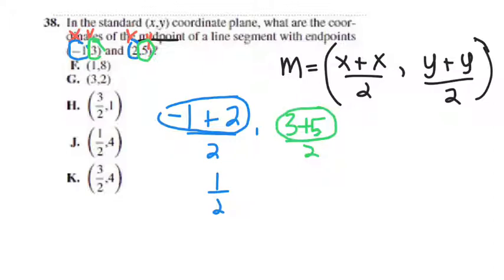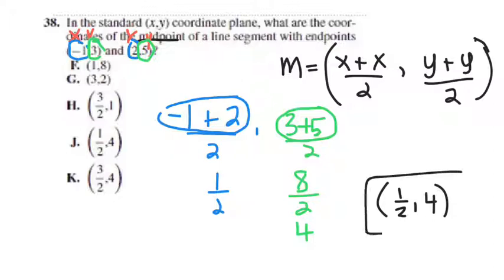Okay, so I would PEMDAS over here. 3 plus 5 is 8. Okay, and then 8 divided by 2 is 4. So your coordinate would be 1/2 is your x value, 4 is your y value, which is J.